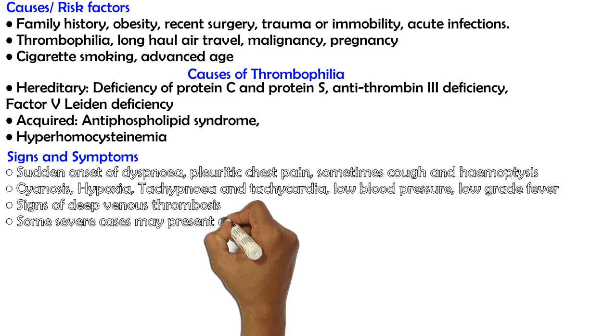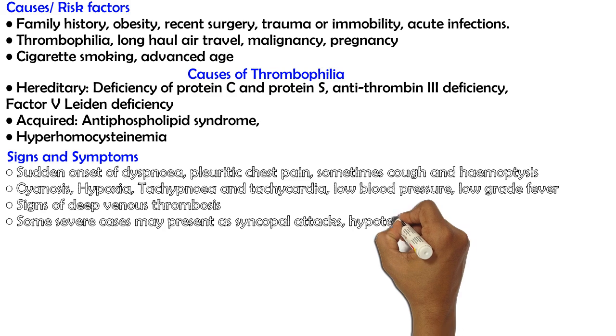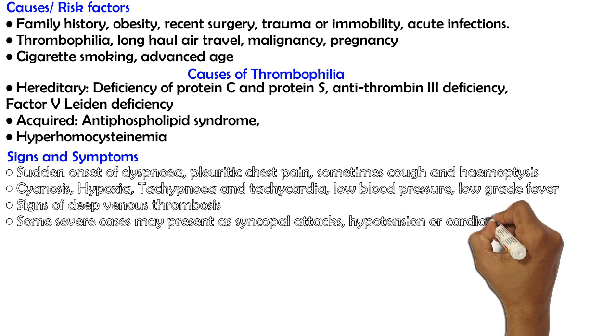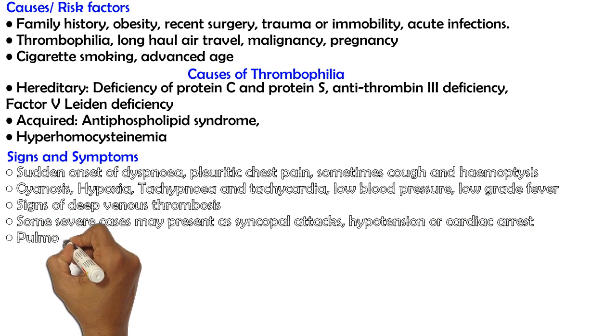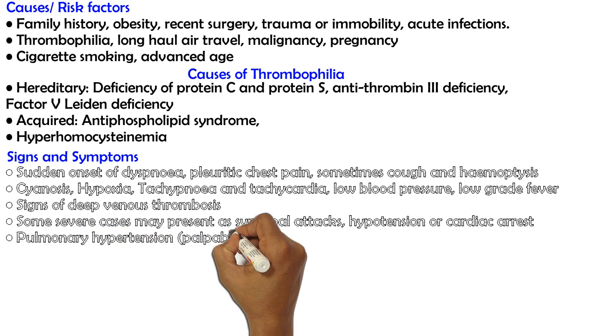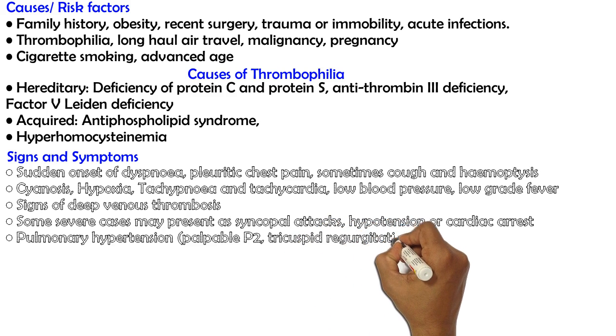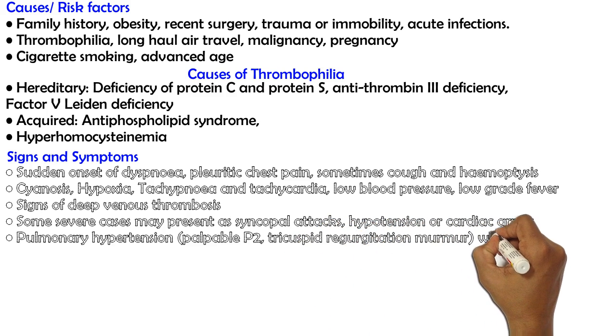Patients with severe cases may present with syncope attacks. There may be hypotension. We may have cardiac arrest. There may be other evident features of pulmonary hypertension. These include an audible P2. There may be a murmur of tricuspid regurgitation, although this may happen in chronic cases.